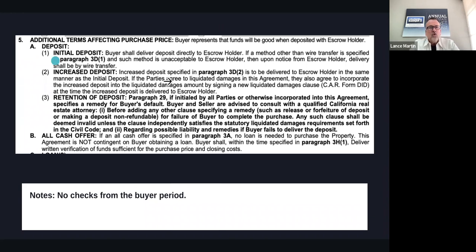So initial deposit. What are we looking at here? The buyer shall deliver deposit directly to the escrow holder. So there we go. That's my language.